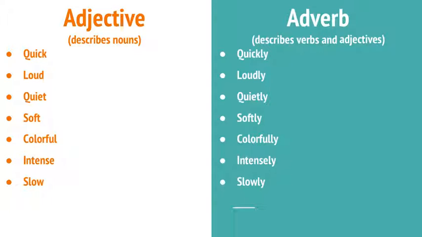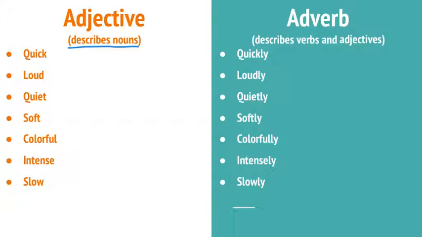So there's no practice necessarily to do here, but I did want to outline something interesting that happens within the English language regarding our formation of adverbs. On the left is a set of relatively common adjectives: quick, loud, quiet, soft, colorful, intense, and slow. These are all words that help describe nouns, because as we know from the previous video, the third installment of our mini unit, adjectives are a noun's best friend, helping describe and enhance our writing regarding nouns.